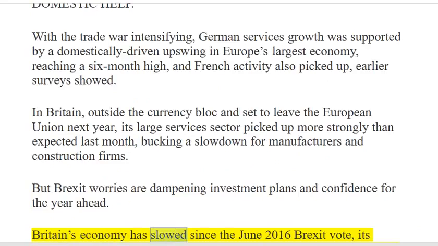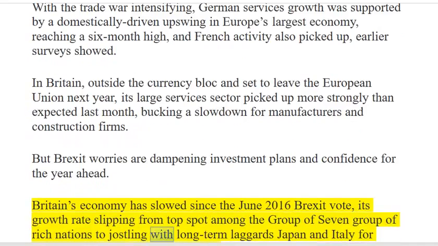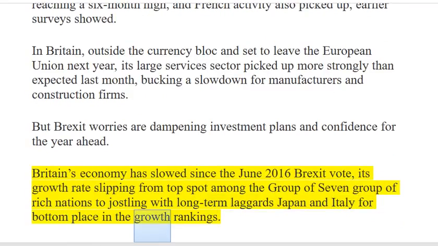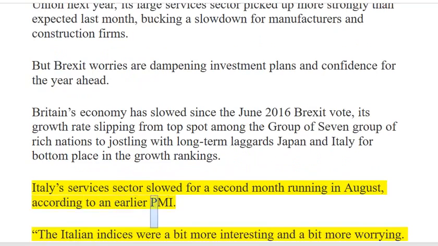Britain's economy has slowed since the June 2016 Brexit vote, its growth rate slipping from top spot among the Group of Seven group of rich nations to jostling with long-term laggards Japan and Italy for bottom place in the growth rankings. Italy's services sector slowed for a second month running in August, according to an earlier PMI.